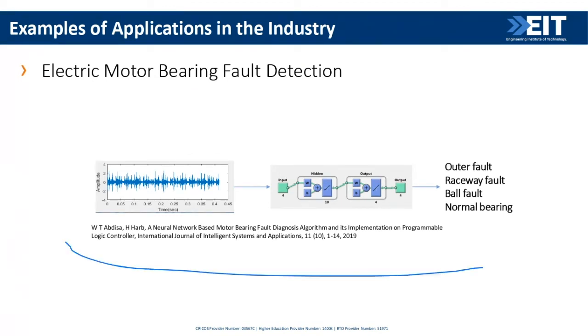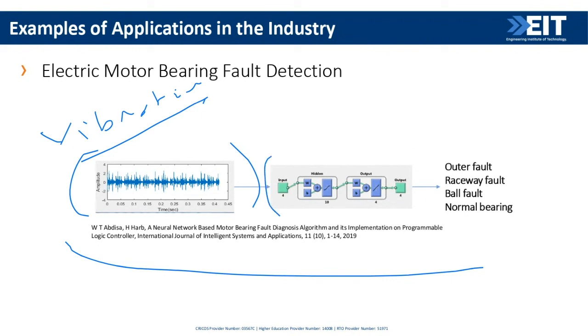And here, this is another example. It's motor bearing fault detection, for electric motors. These are vibration data from accelerometers that are on the motor. They were analyzed, and then here, this is a neural network that was used. In all these methods, these are neural networks that were used, artificial neural networks. And the system was trained to learn to identify outer fault, raceway fault, bore faults, and normal bearing. So different types of situations based on just vibration data of an electric motor so that a fault will be detected way in advance. Okay, this was also a success.